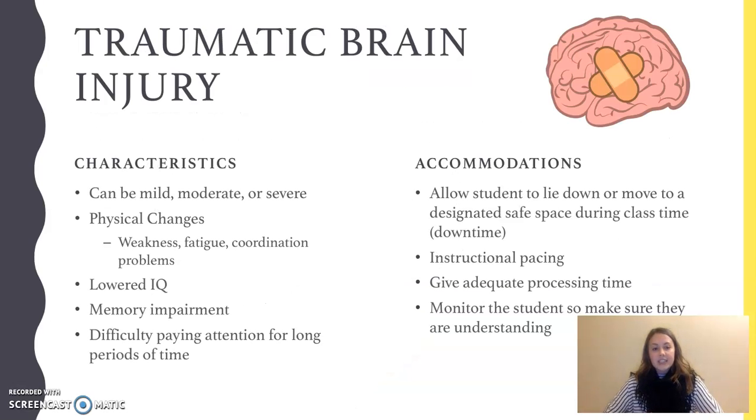Traumatic brain injuries are the next disability that we're going to talk about. So TBIs can range from mild to moderate to severe. Mild is the most common, as concussions fall under this category. There can be physical changes in the student with a TBI: weakness, fatigue, coordination problems, maybe balance, things like that.